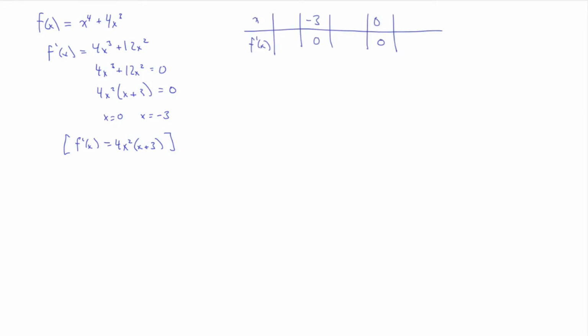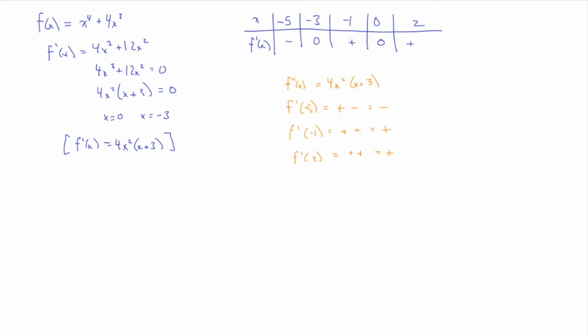We start our chart by putting in the x values of the critical points. We know the derivative at those points are 0, and now we need points to the left and right of each of those critical points. And so I picked some, -5 to the left of -3, -1 between -3 and 0, and 2 to the right of 0. You certainly could have picked others. You'll get the same results.